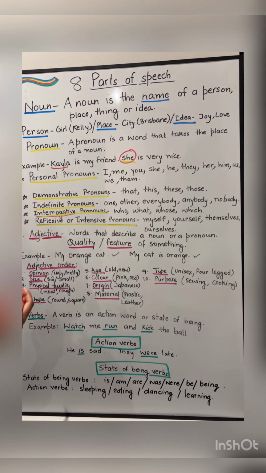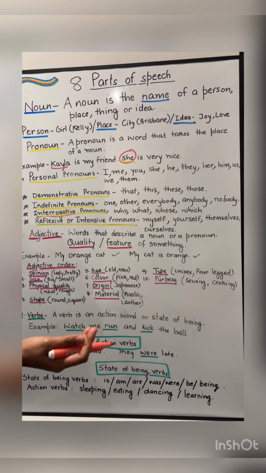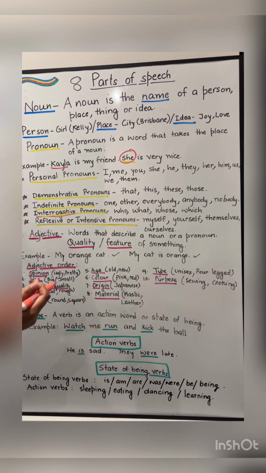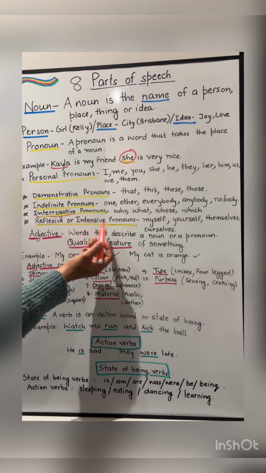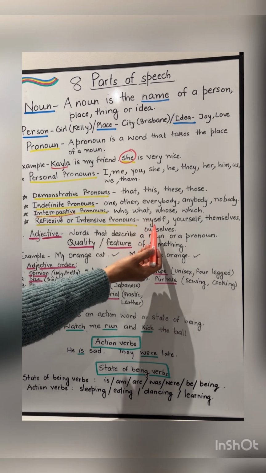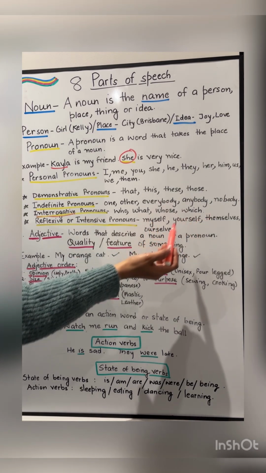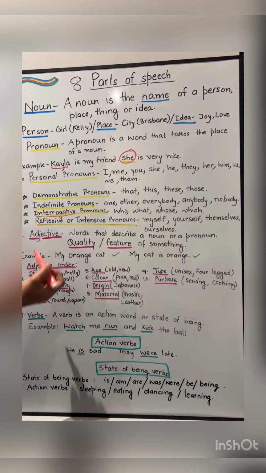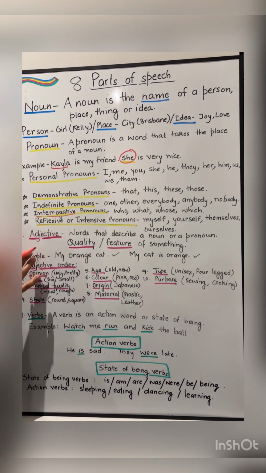The sentence is, who is your mom? Who is your friend? The word who is used as a pronoun. Reflexive or intensive pronoun. Myself, yourself, themselves, ourselves. So these are the pronouns.